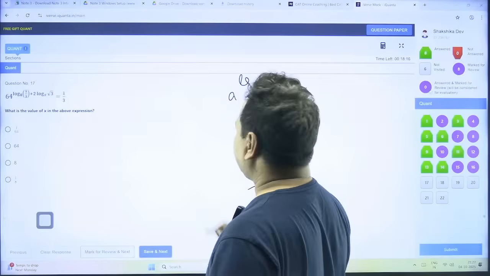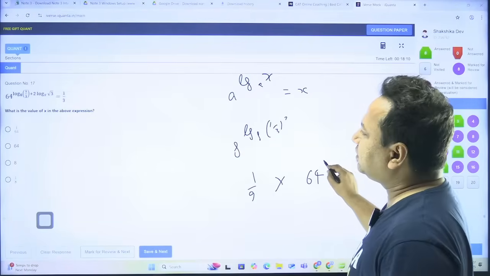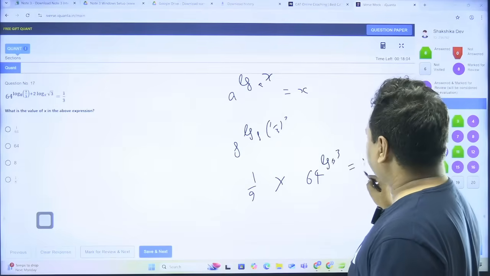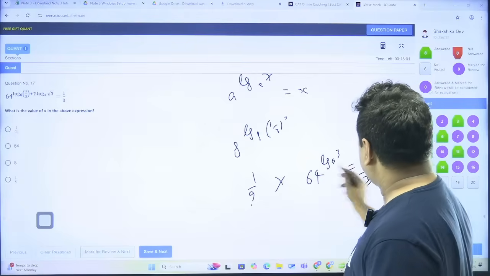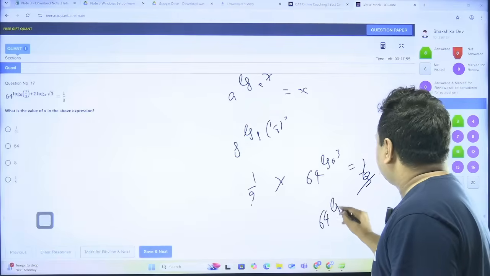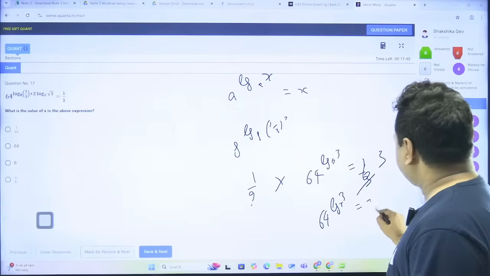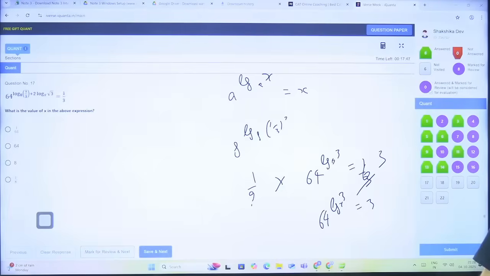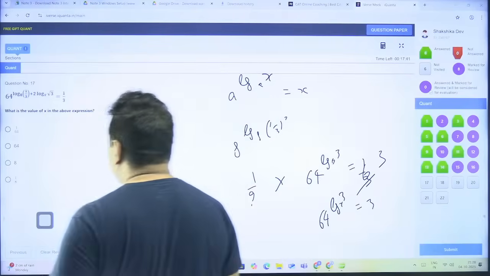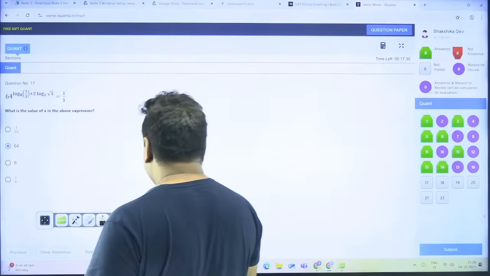Okay, there's more ahead. 1 by 9 has come, multiplied by 64, this is 2, the 2 goes there, so log 3 base x is equal to 1 by 3. 1 by 9, the 9 becomes 3, the 3 goes away. Okay, 64 log, I forgot what I wrote here. Log 3 base x is equal to 3, that is what I have. Alright, so x is 64. I really enjoyed this question, it's simple, same theorem that I have used.